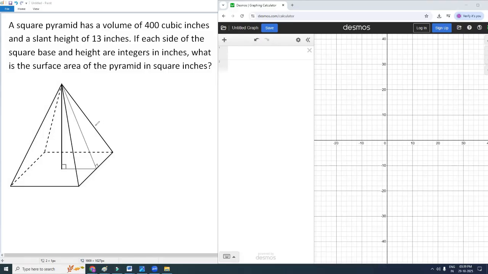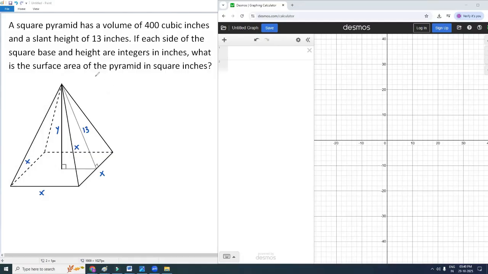Okay, first let me take a square pyramid. Here we have a square pyramid and the base is a square, so all the four sides are equal in length. Let me assume x as the length of each side of the base, and the value of x is an integer according to the information we have. And let me assume y as the height of the pyramid. This y also is an integer. And we have the slant height, that is 13 inches. So the line segment we have over here represents the slant height, so its length is 13 inches.